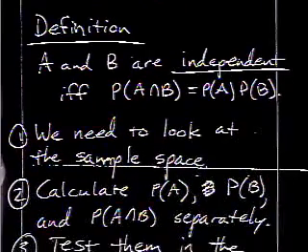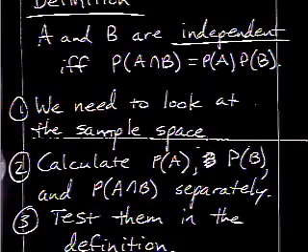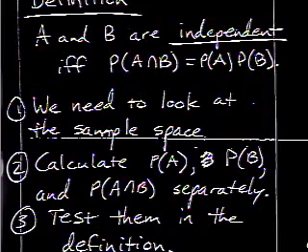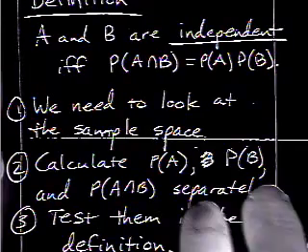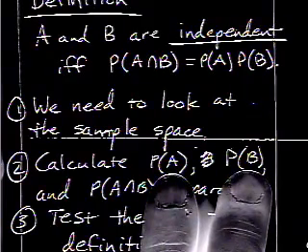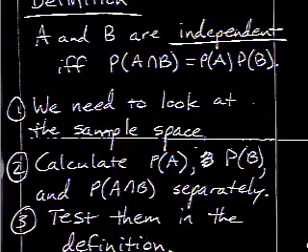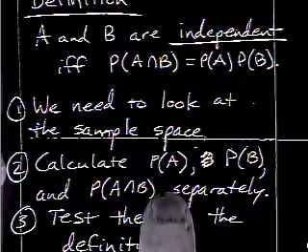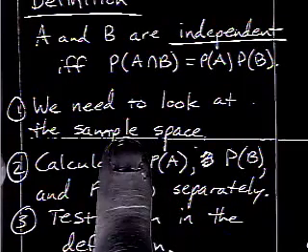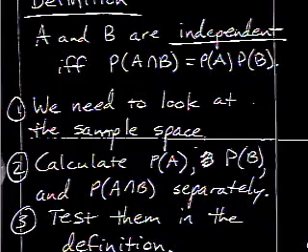Secondly, calculate the probability of A, the probability of B, and the probability of A intersect B separately from each other. Do not just find these two right here and multiply them together, say that that's equal to the intersection, and somehow claim that they are independent events. That is going to be thrown out in any court of law, including mine. So, you need to find each one of these separately from the good old sample space.